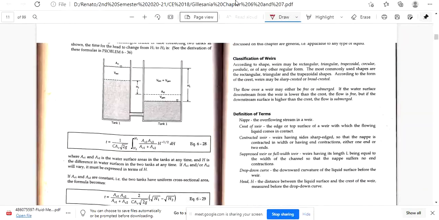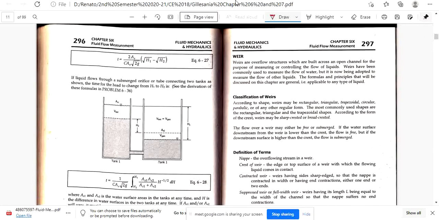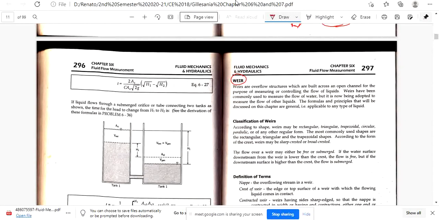Okay. So, the last topic in chapter 6 is the weir. This one has the most formulas. The first topics we discussed today were to determine the flow in pipes, all pipes. Now this is the flow in channels. So, open channel.